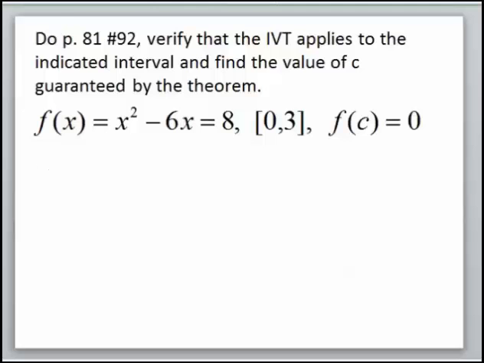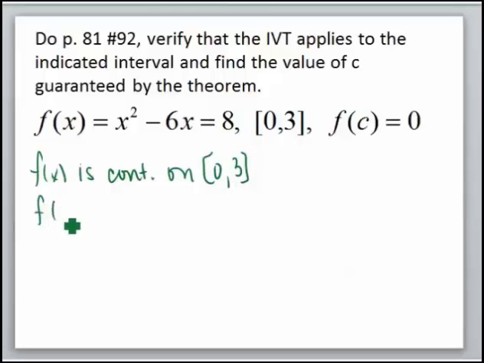So f of x is continuous on [0, 3]. The next thing we need to do is find the function height at each of the endpoints, so f of 0 and f of 3.